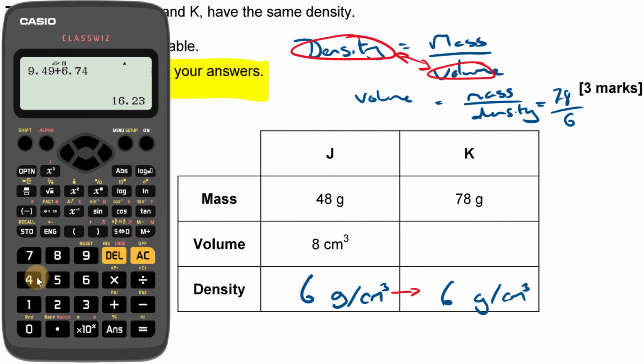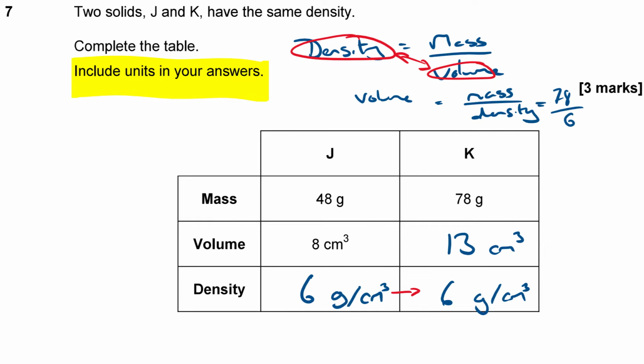What's that then? 78 divided by 6, 13. Okay, then remember I need to include units, so in this case it's centimeters cubed.